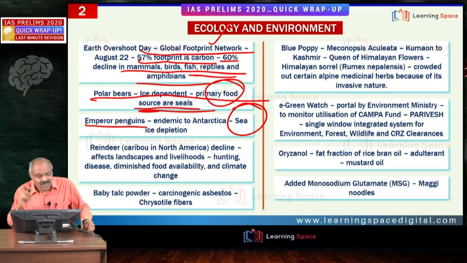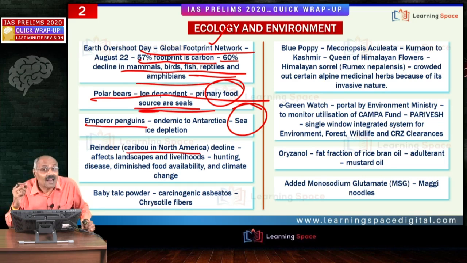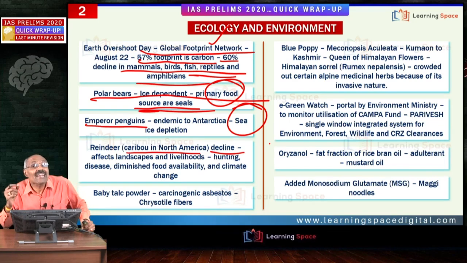Look at reindeer. It is also called caribou in North America. And this reindeer, the same species which is called caribou in North America, is named reindeer in European countries as well as in the Siberia region. Friends, there is a news report. The reindeer or caribou population has reduced by around 56% during the past 2 decades or so, right? And it affects landscapes and livelihoods.